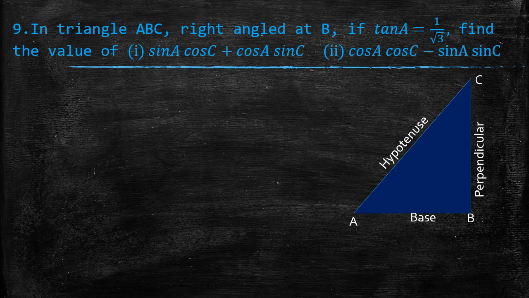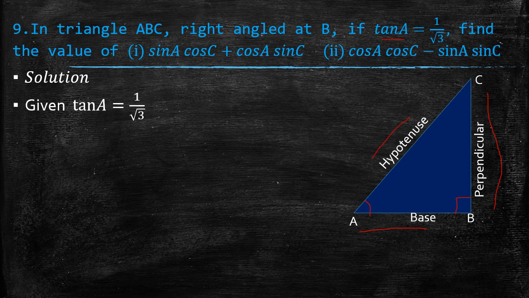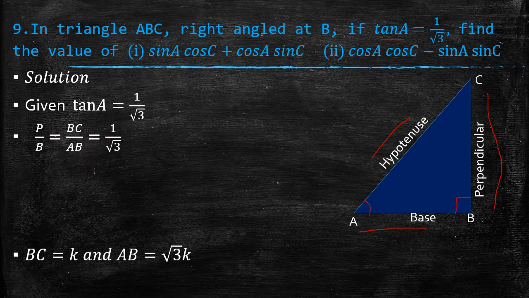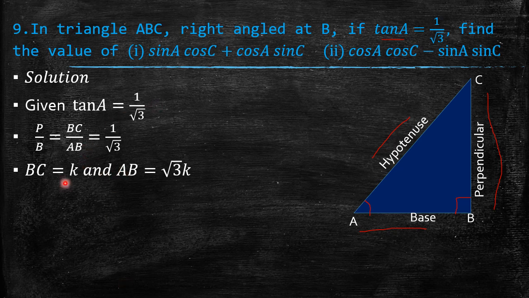So first of all, you will draw a triangle ABC, which is right angled at B, and here we are given tan A, so our base angle will be A. So AB will be base, BC is perpendicular, and AC is hypotenuse. Right, students? Now, given tangent A is equal to 1 upon under root 3. So perpendicular upon base, perpendicular is BC upon AB, is equal to 1 upon under root 3. So BC will be K and AB is equal to under root 3 K.